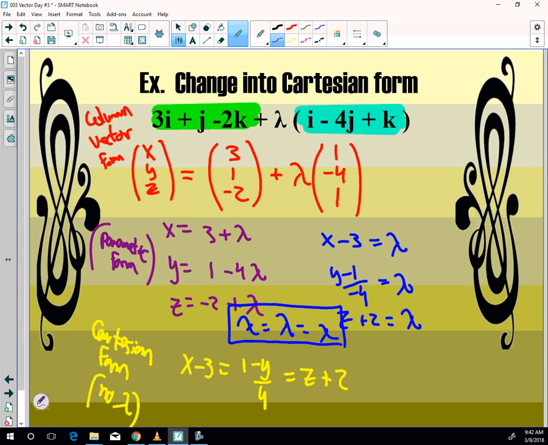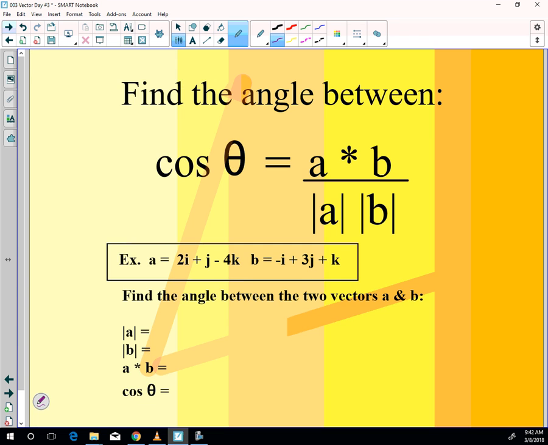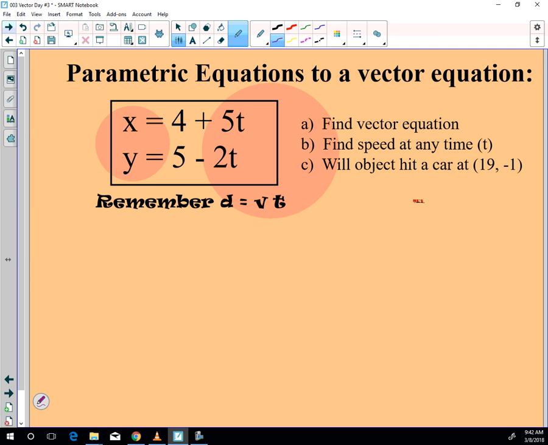How many got those? Easy. So that's something you're going to do. You did this already. Just a couple of little things. This is a parametric form. We can write this as a vector equation. The way we do that is xy equals 4, 5 plus t, and this will be 5, negative 2.